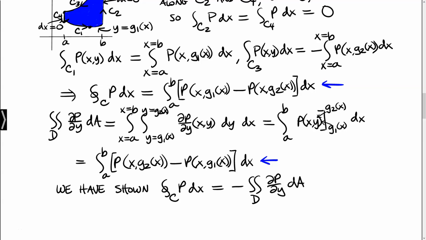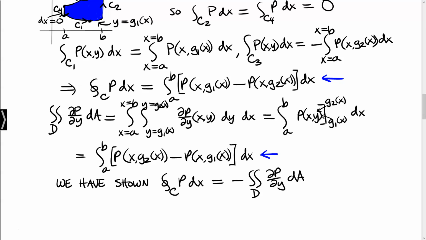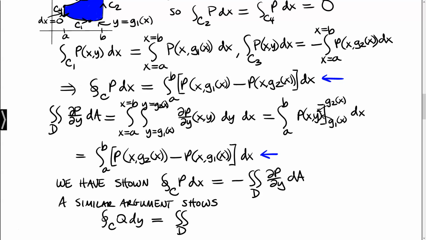And I'll leave it to you to go through the steps on your own. It's a good exercise. A similar argument: you set it up as a type 2 region, and you follow much the same attack. So a similar argument shows that the integral of q dy is equal to, so it's not minus, it's positive, the double integral of the partial of q with respect to x. Okay, and then these two together are Green's theorem.